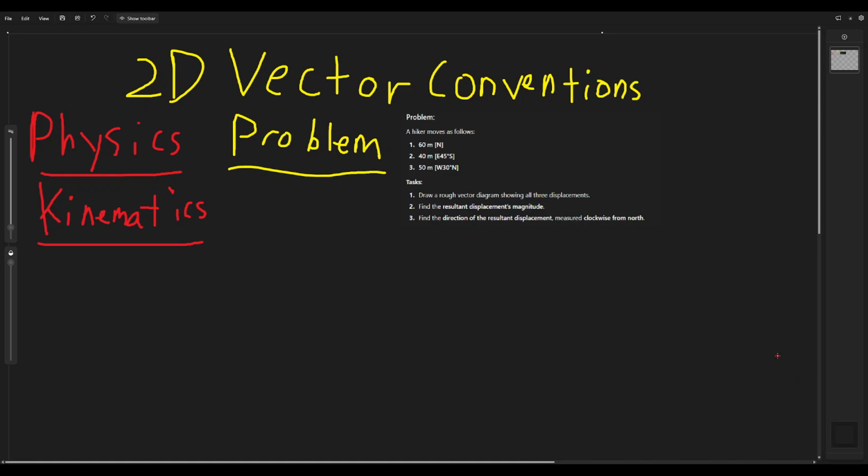Alright, so today I just want to talk about a 2D vector kinematics problem for physics. This one is not that hard to do, but I'm just going to give you a walkthrough. And yes, the question is from ChatGPT because I just wanted an example fast and simple.